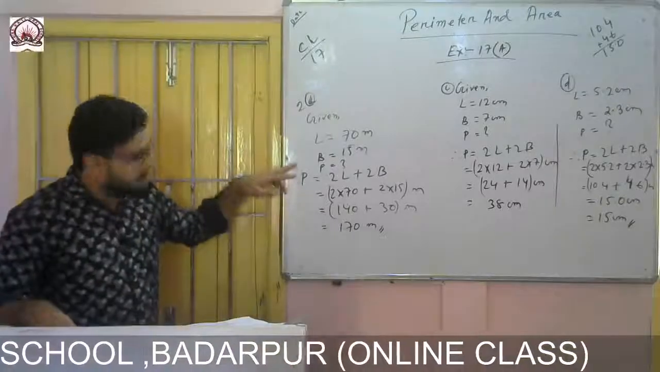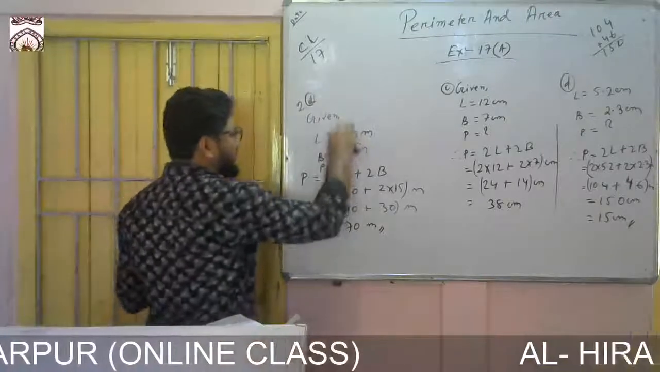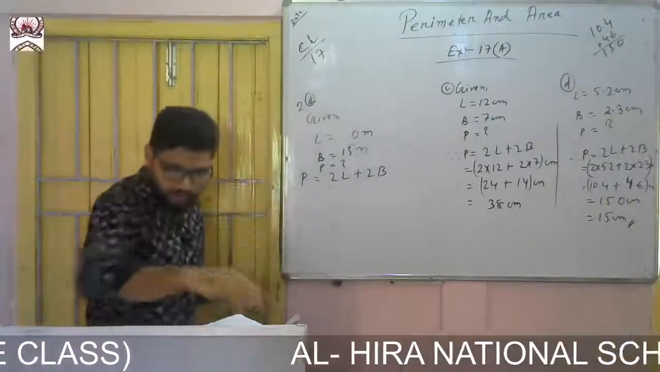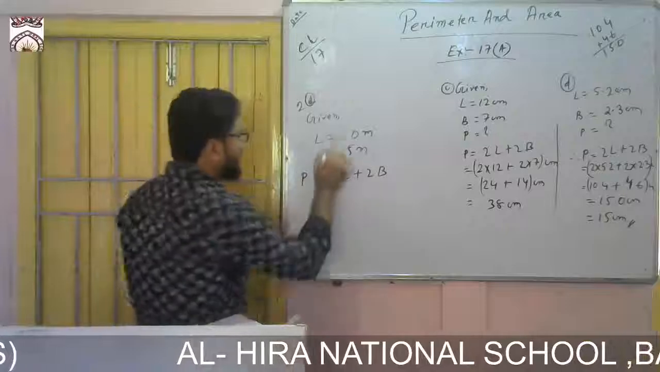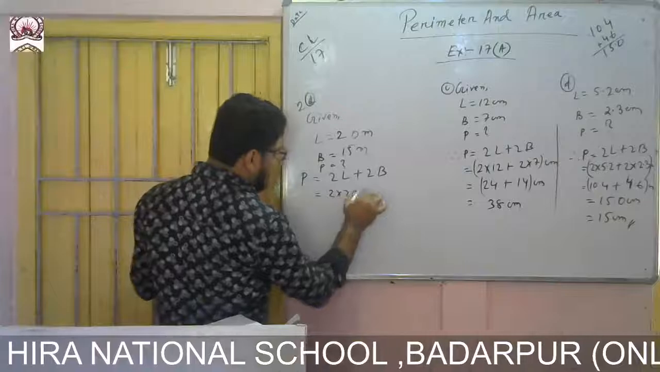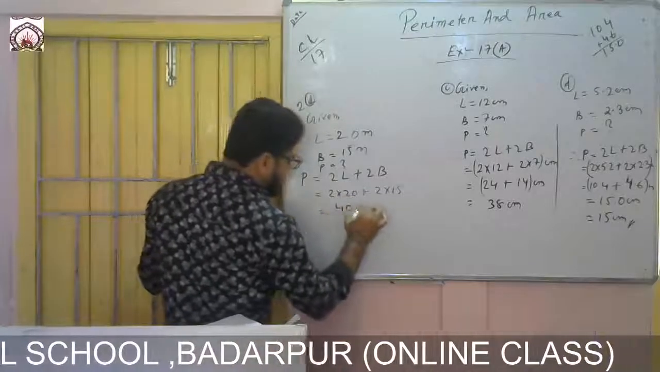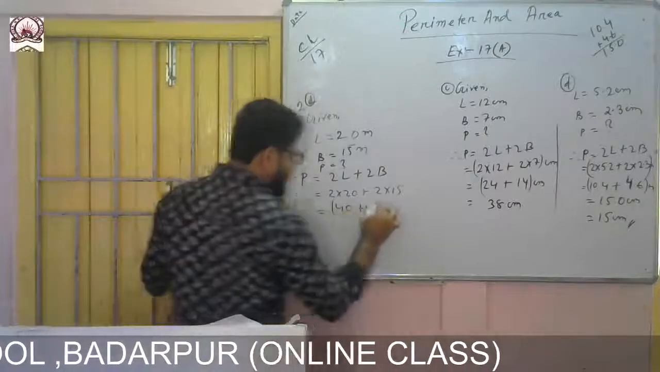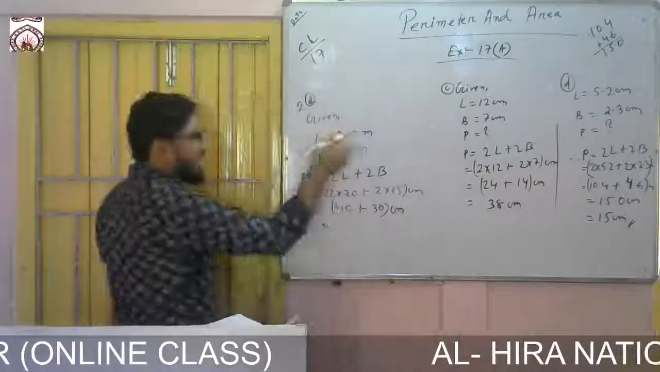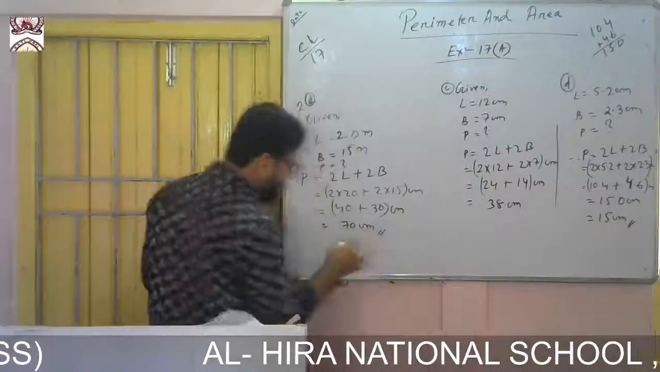Wait, last one, what is it? Sorry. This one is 20. 20 and 15. I wrote it wrong. So it will be 2 into 20 plus 2 into 15. Now write 40 plus 30. You correct it. Earlier I wrote 70, it is 20. So 4 plus 3 was 70 centimeter. Okay.